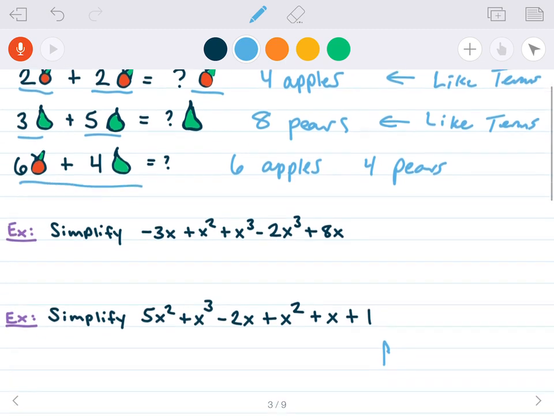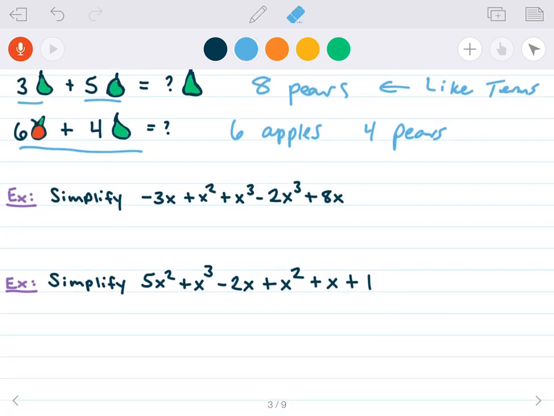All right, so let's go ahead and do some examples where we can combine like terms. So when it says simplify, we want to combine as many like terms as we can. And so what I'm going to do first is I'm going to underline my like terms in the same color. So I have negative 3x, and then I have a positive 8x. The variable is x, the exponent's 1, so those are like terms. Then I have x squared, but it doesn't have a like term partner. And then I have positive x to the third and minus 2x to the third. These are like terms because they have the same variable x, and they have the same exponent of 3.